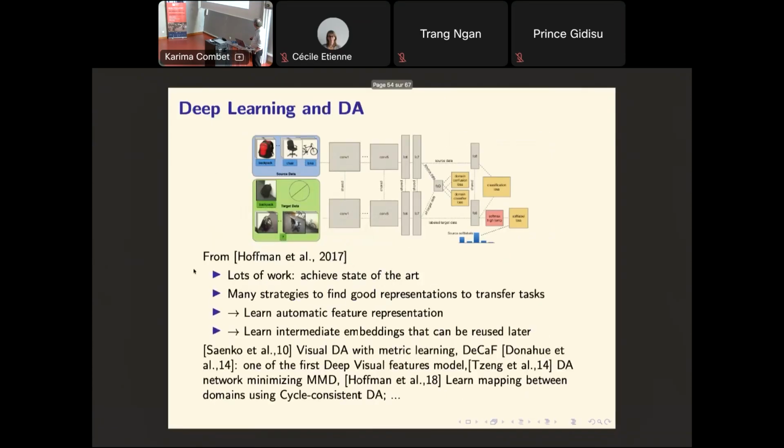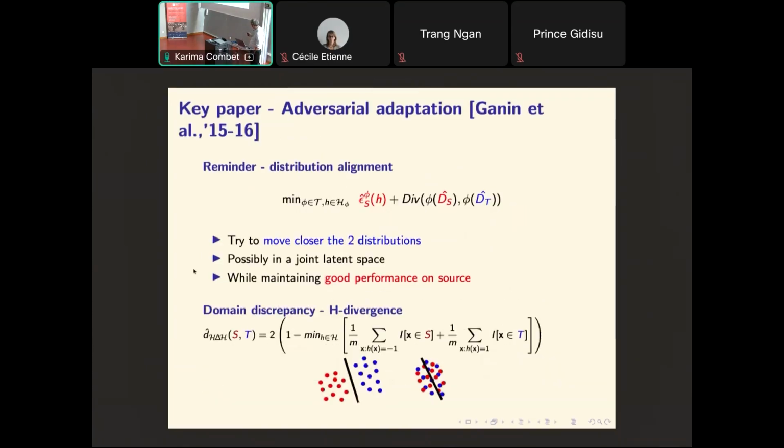Another very broad family is the family of deep learning methods. What we try to do is the same principle as I put it before: try to learn a model that will move the two distributions closer while ensuring a good performance on source. There are lots of architectures that try to achieve the state of the art, and one very key work is the paper on adversarial adaptation from Ganin et al. that tries to do exactly what we saw before.